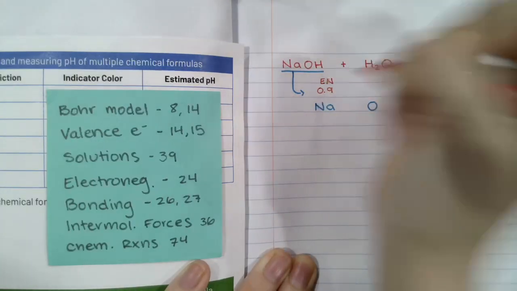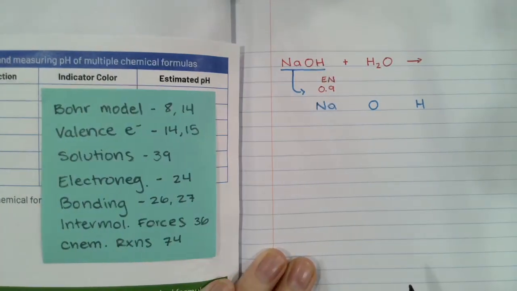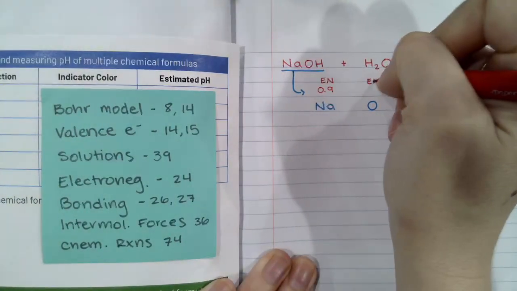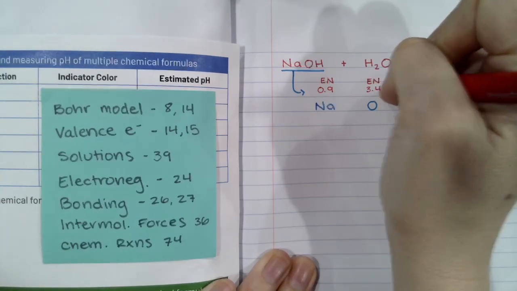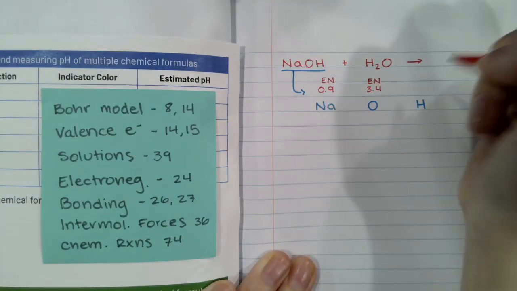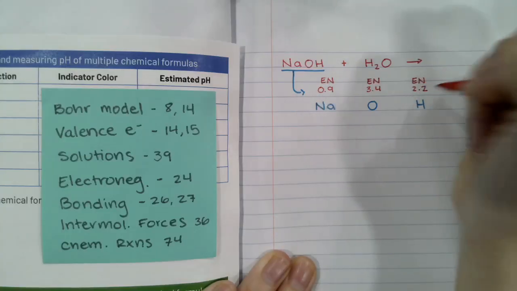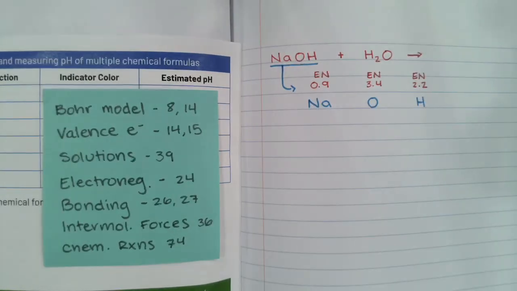How about oxygen? What's the electronegativity there? 3.4. Okay. Electronegativity 3.4. How about hydrogen? 2.2. Electronegativity 2.2. Okay, very nice. So let's think about this.